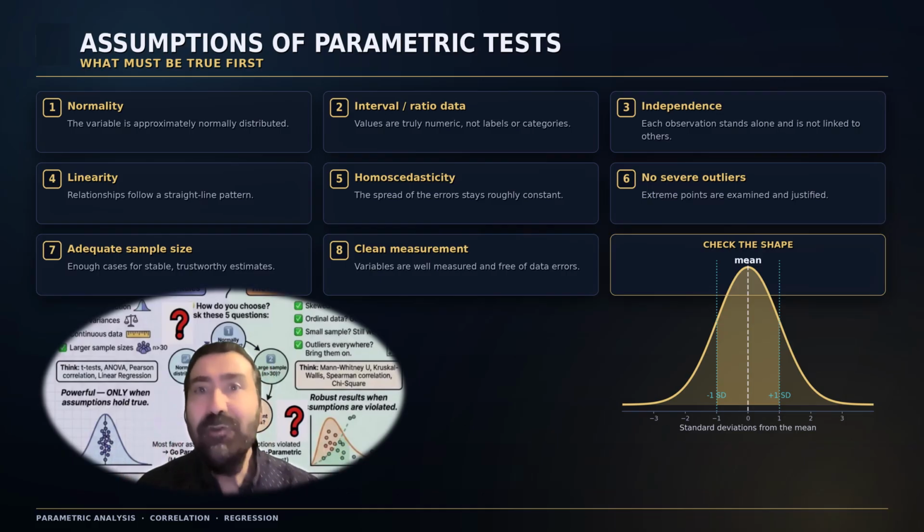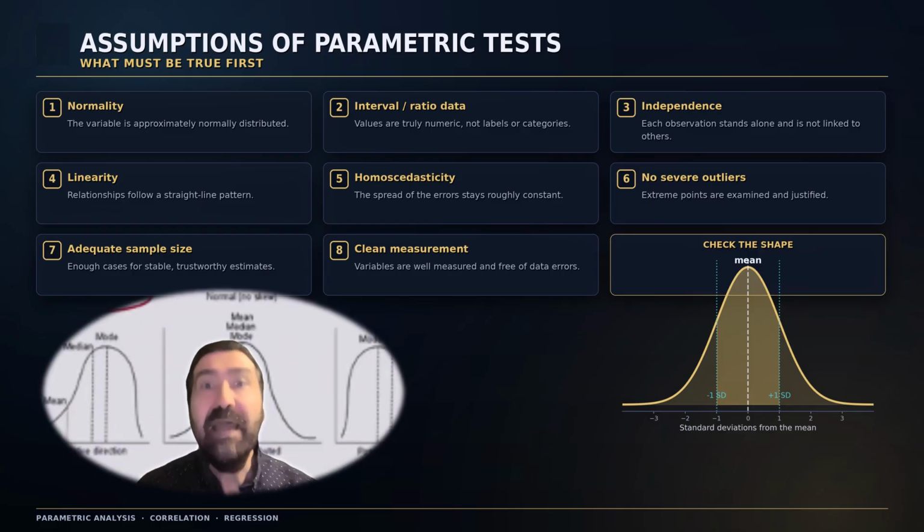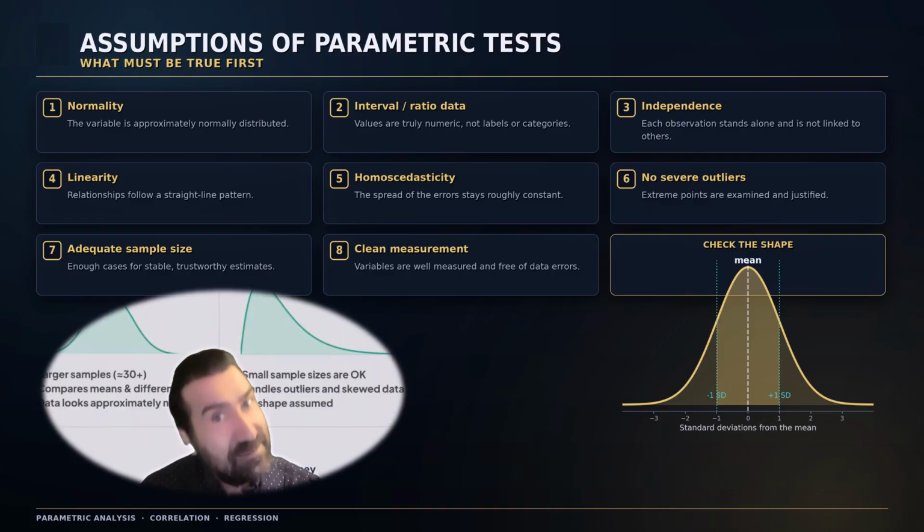Number six, no severe outliers. A couple of extreme points can throw everything off, so you check for them and you deal with them honestly. Number seven, an adequate sample size. Bigger, carefully collected samples give you more data measured accurately and consistently with as little error as possible.